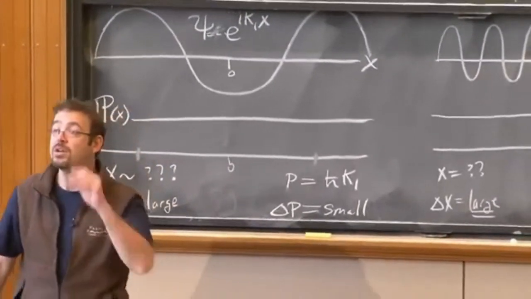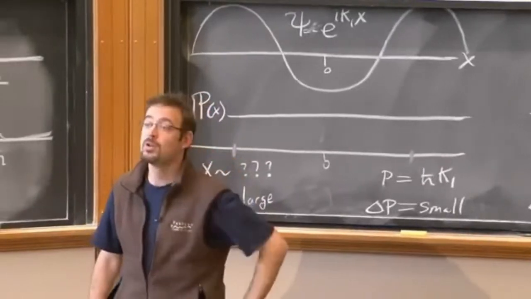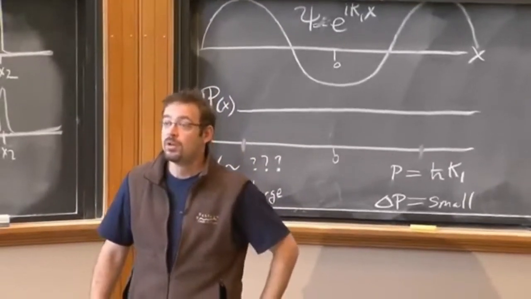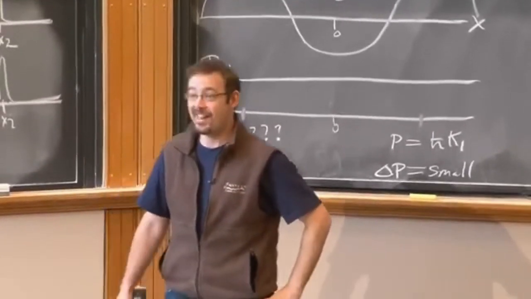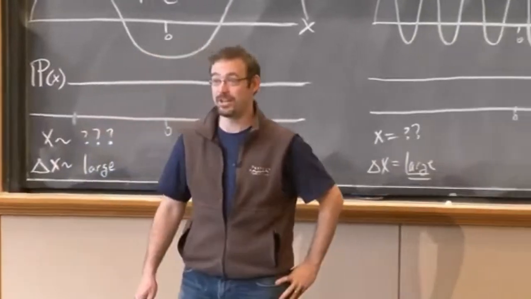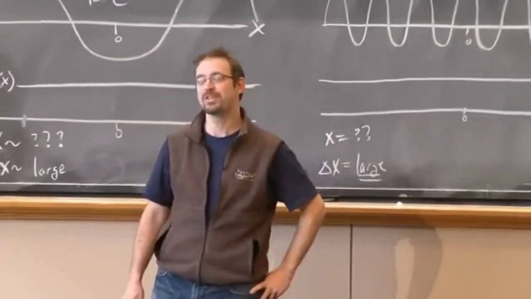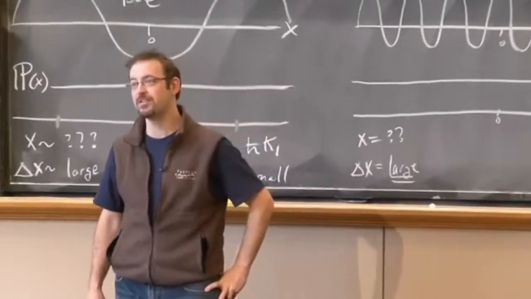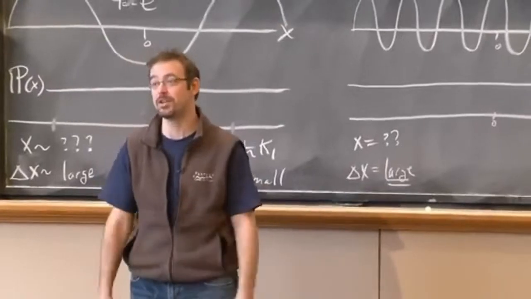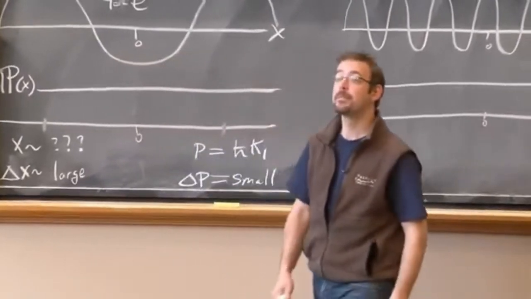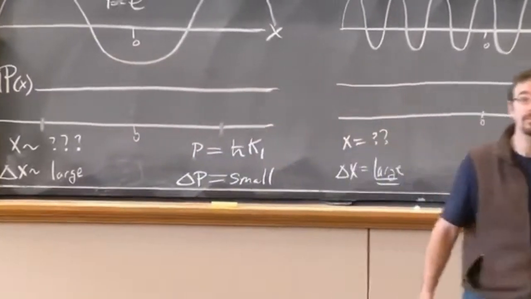Now, is that sharp definition in the position caused by the interference between all those waves? That's exactly what it is. It's precisely the interference between the different momentum modes that leads to certainty in the position. That's exactly right.